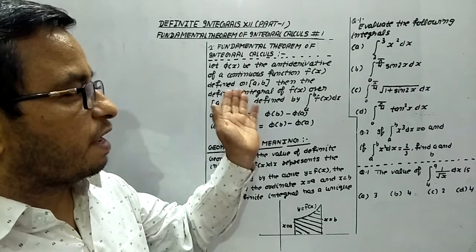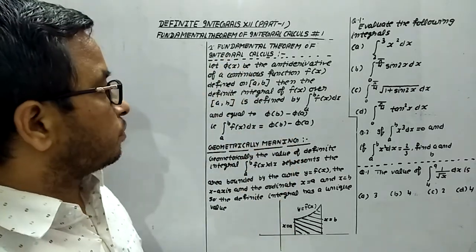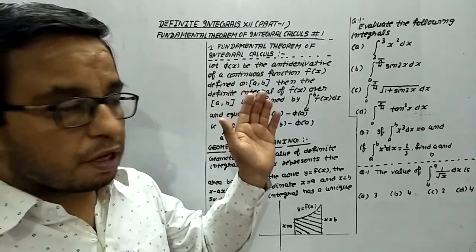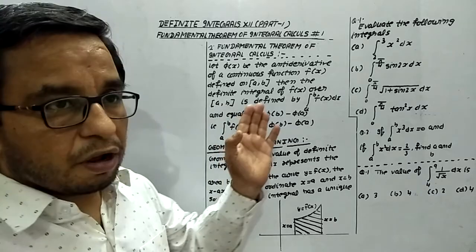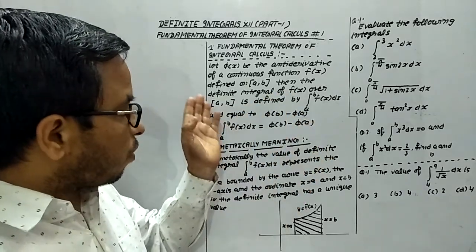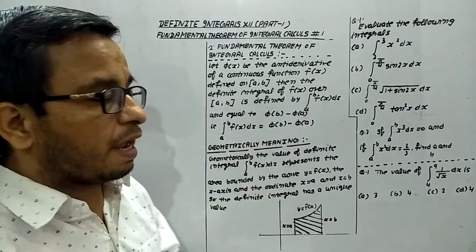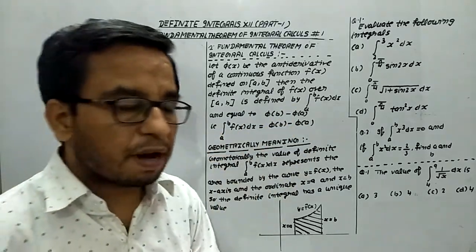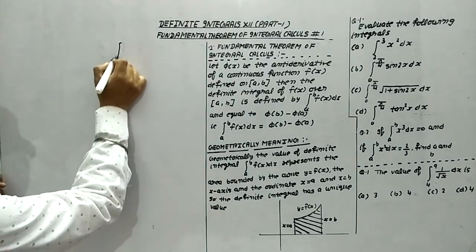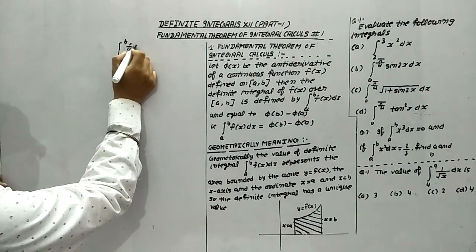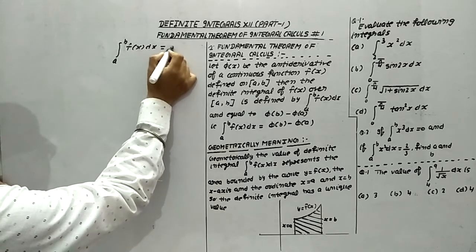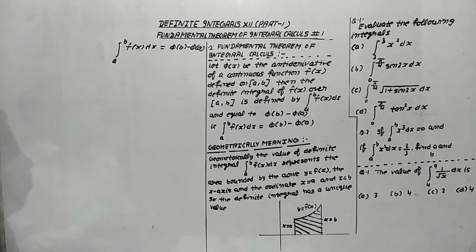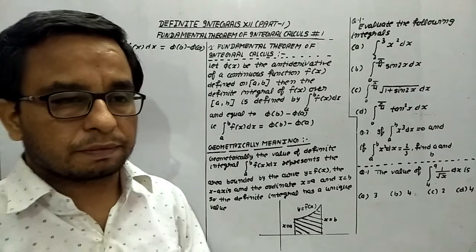So first of all, let phi x be the antiderivative of f x, a continuous function defined on closed interval a to b. Then the definite integral of f x over closed interval a b is defined by integration a to b f x dx and equals phi b minus phi a. That is, in simple words, integration a to b f x dx is always equal to phi b minus phi a. This is the fundamental theorem of integral calculus.